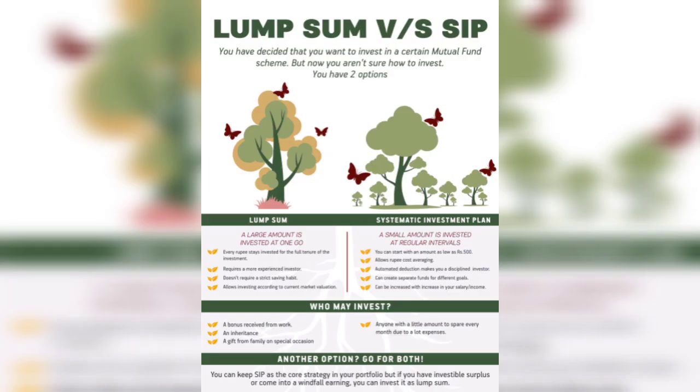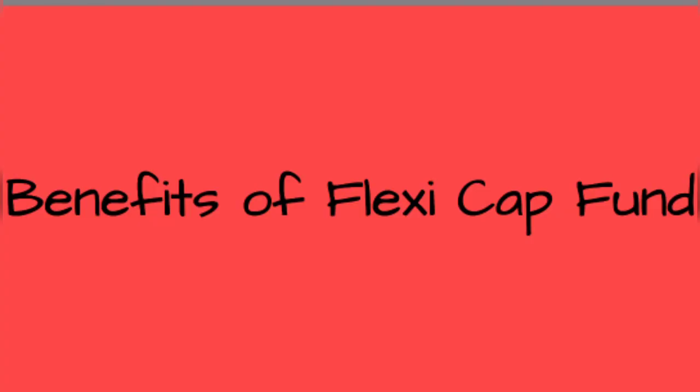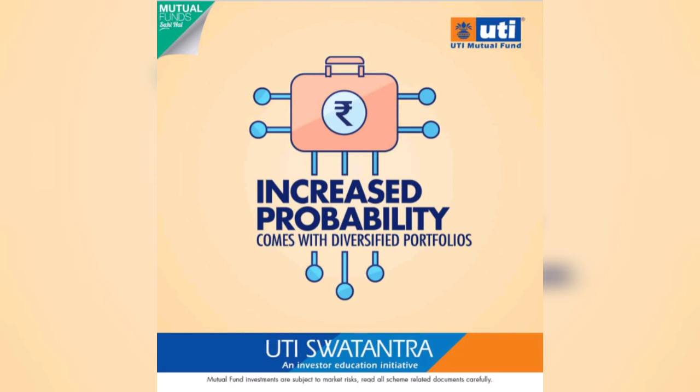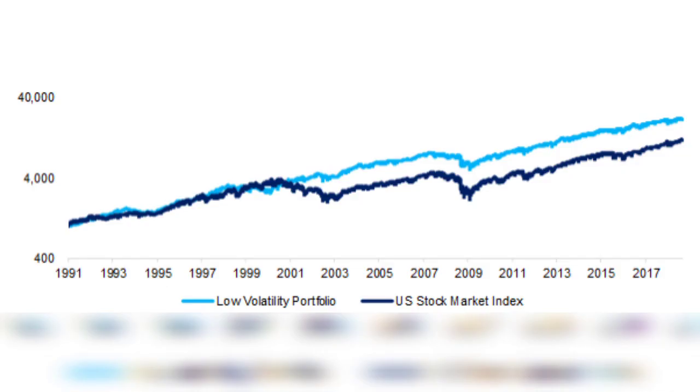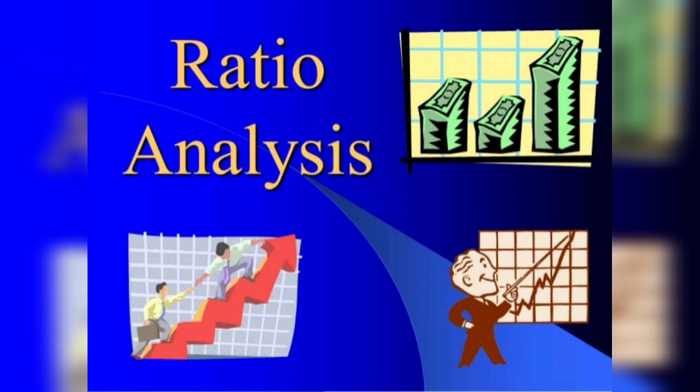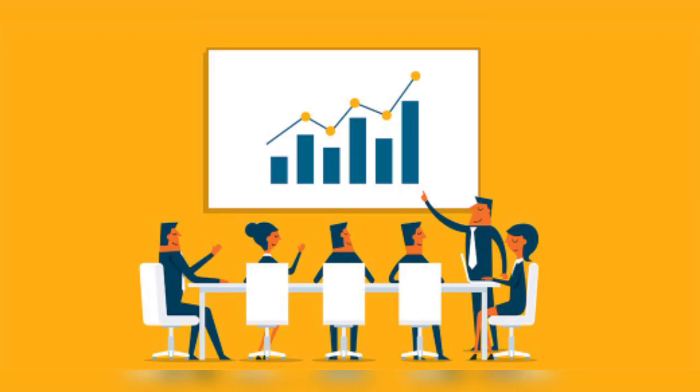Another thing, you can invest in both SIP and lump sum. Then you can keep SIP as your core strategy and invest ample money that you have recently as lump sum. Now, coming to the ultimate question. What are the benefits of this particular FlexiCap fund? First, diversified portfolio, low volatility, good performance in ratio over the years, fund manager with proven track record and years of experience in investment and fund management.